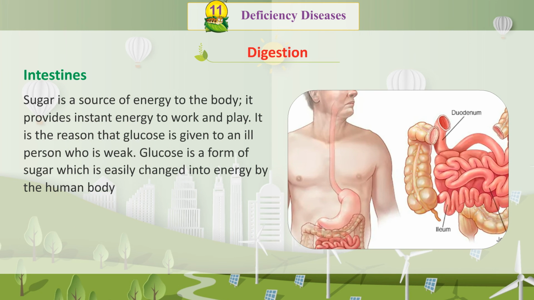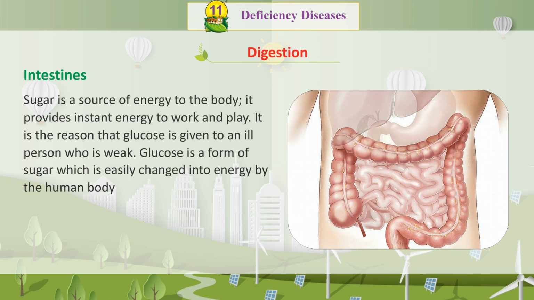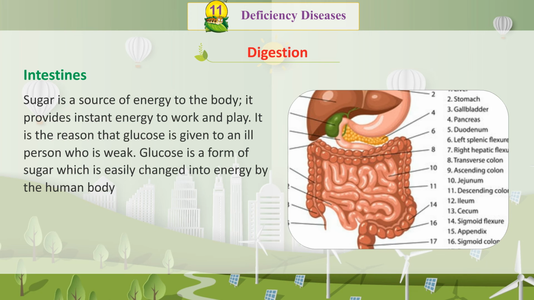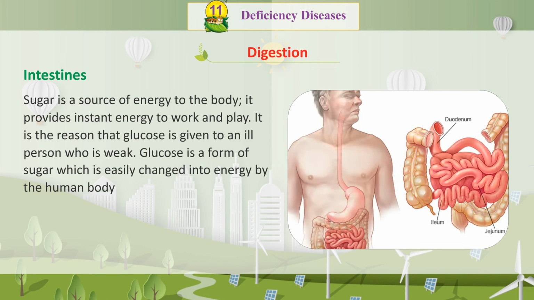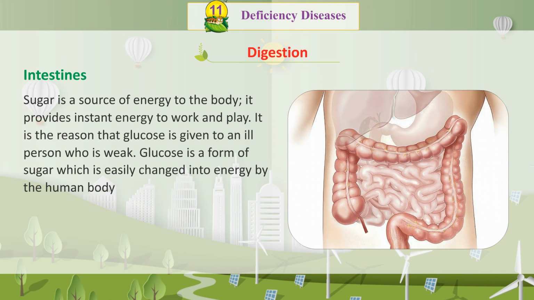Sugar is a source of energy to the body. It provides instant energy to work and play. It is the reason that glucose is given to an ill person who is weak. Glucose is a form of sugar which is easily changed into energy by the human body.